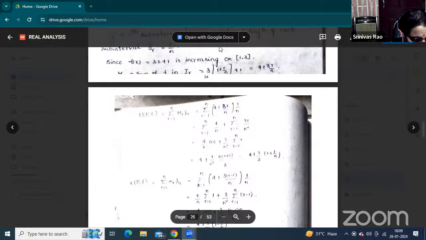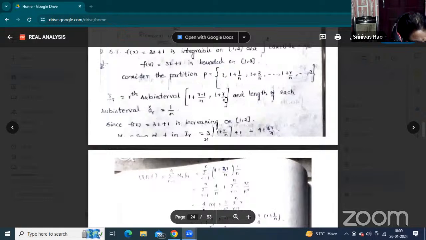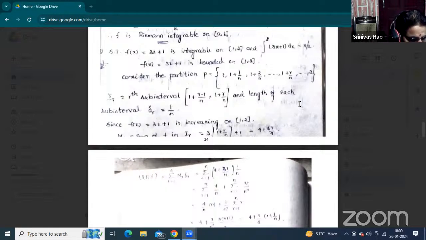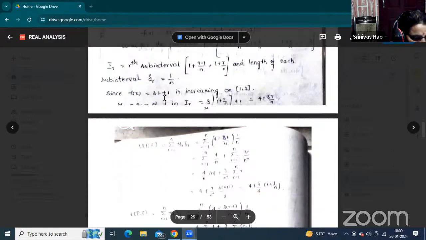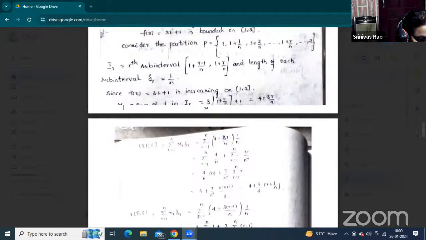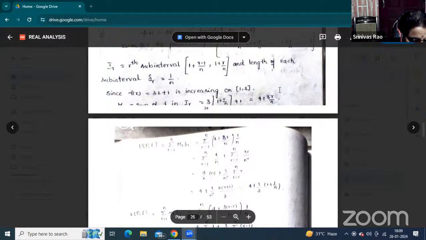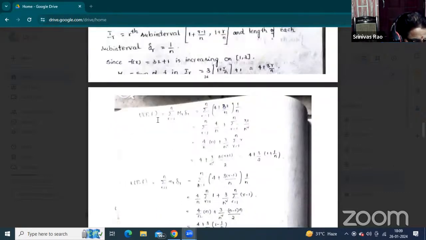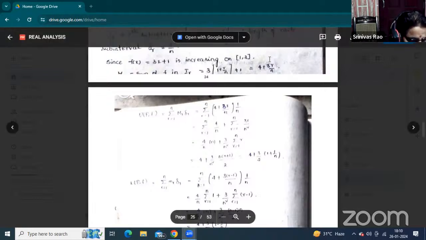So the supremum value is at the upper value of the rth subinterval, 1 plus r/n. Substituting in the function, 3 into (1 plus r/n) plus 1, we get 3 plus 1 is 4, plus 3r/n. In the same manner, the supremum of the rth subinterval is capital M_r, which is 4 plus 3r/n. So the upper Riemann sum U(P, f) equals the summation of M_r times del r, where M_r is 4 plus 3r/n and del r is 1/n.